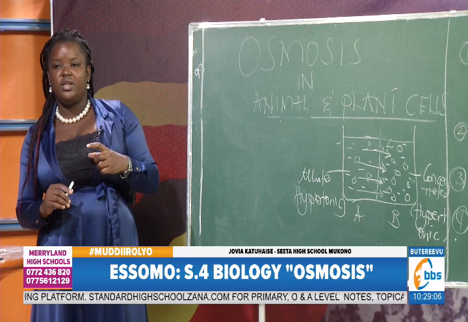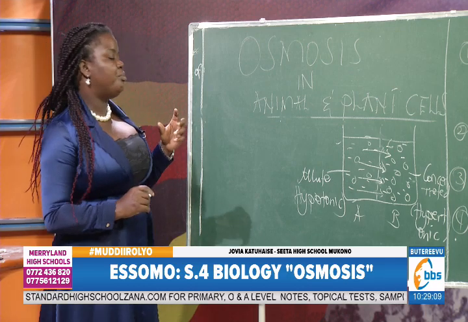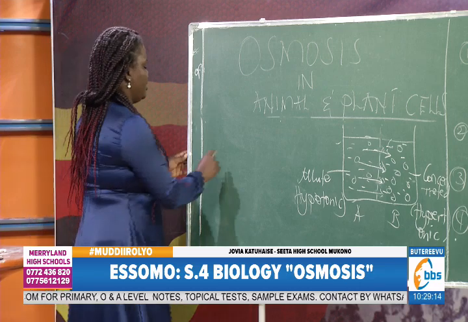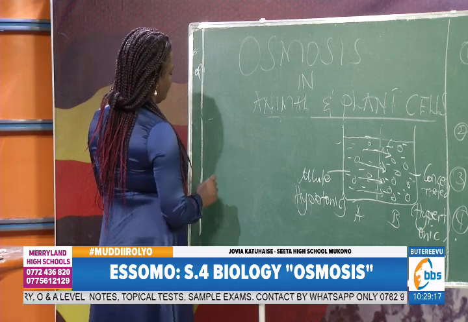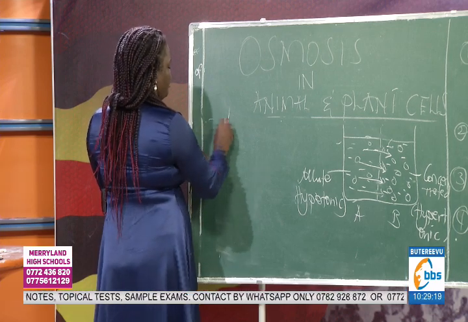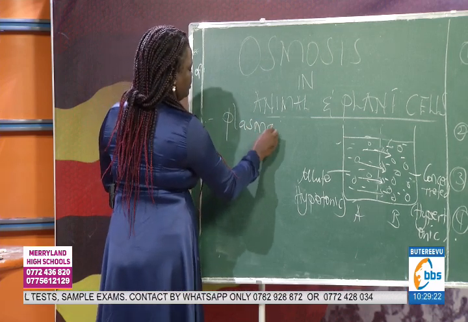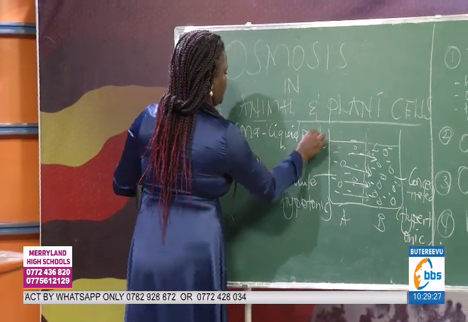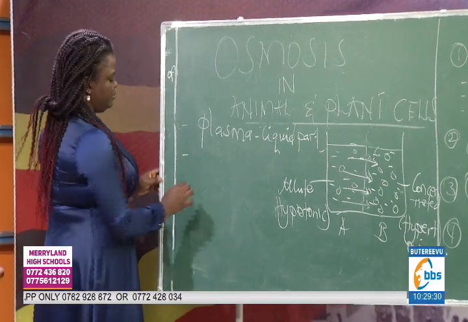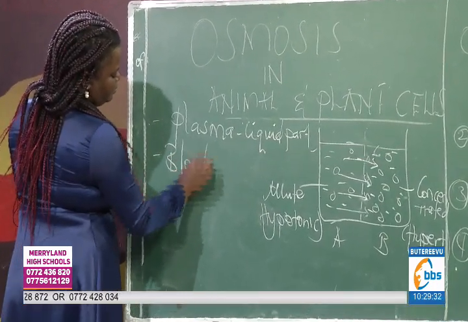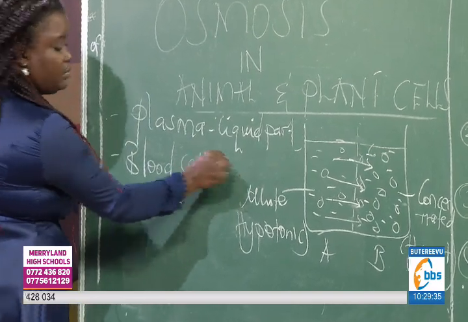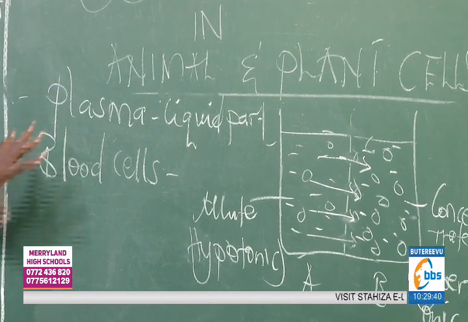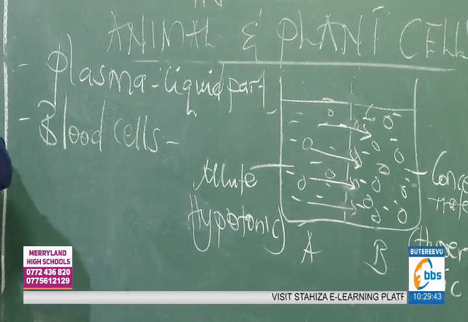But then I want you to know that the blood is divided into two components, as I said earlier on. I request the producer to put that picture on your screens. We have the liquid part of blood we call plasma. And then we also have the blood cells.